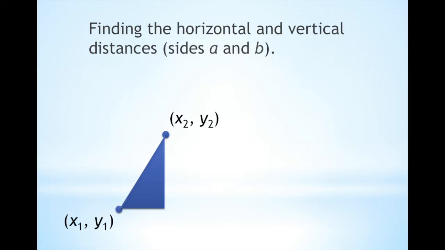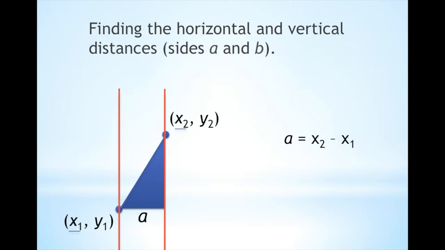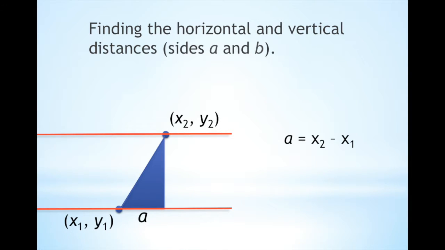Let's look at the horizontal first. If I look at where I started from and where I ended up, what controls that movement are the x-coordinates. So if I started at x sub 1 and ended up at x sub 2, to find the distance between them, a would just be x sub 2 minus x sub 1. And then I can use the same approach vertically. If I think where I started from and where I ended up, what controls that movement is the y-coordinates. And to find b, it's y sub 2 minus y sub 1.